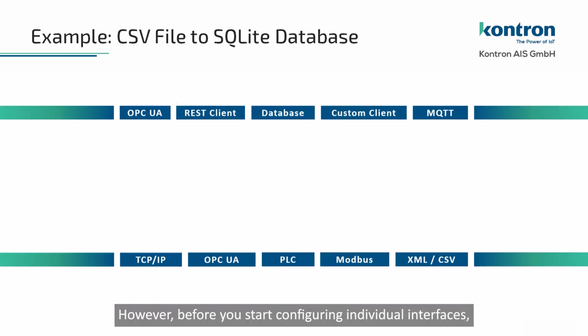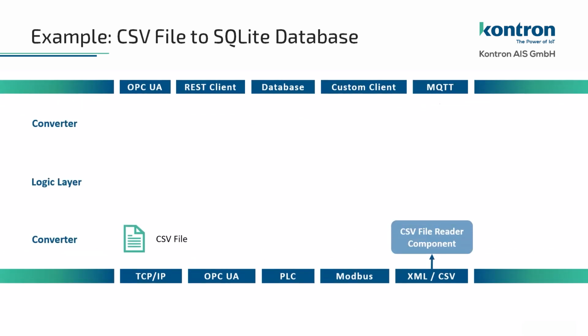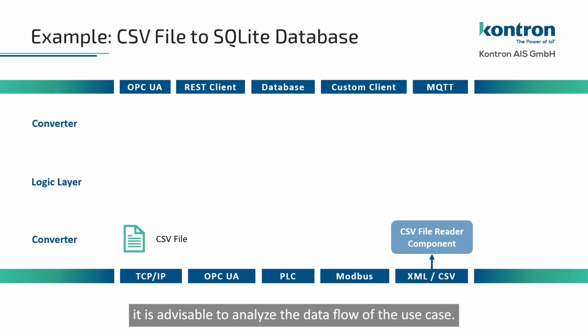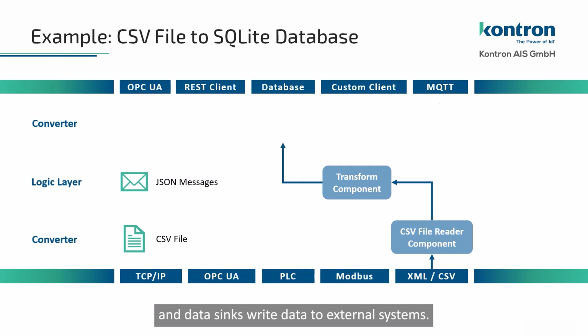However, before you start configuring individual interfaces, it is advisable to analyze the data flow of the use case. 3 types of components can be identified. Data sources read data from external systems. Transformers convert the format or structure of the data, and data sinks write data to external systems.